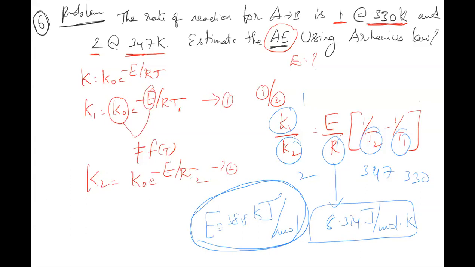Simple problem. Yes, ln should be there, sorry. ln K1 by K2. Here you write K1 by K2 and then take log on both sides.